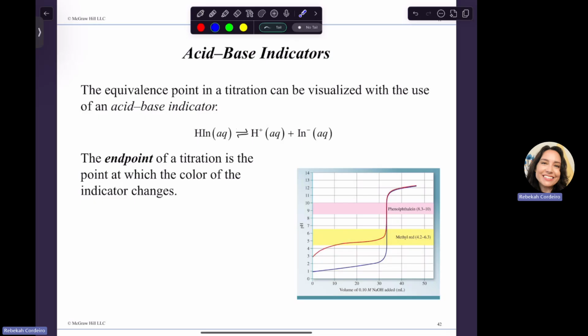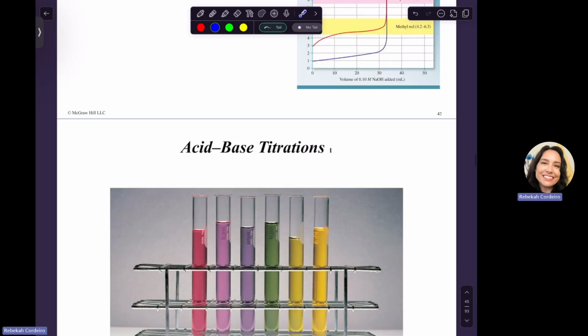At the equivalence point, usually it is not going to change color yet, but one tiny little drop over and it will change the color. So different indicators have different points at which they change color. So you would pick based on what kind of equivalence point you think you're going to have. If you think you're going to have an equivalence point closer to 7, we might use phenolphthalein because it's pretty close to 7. If you think you're going to have an equivalence point a little bit lower, you might use methyl red. A little bit above, you might use a different indicator.